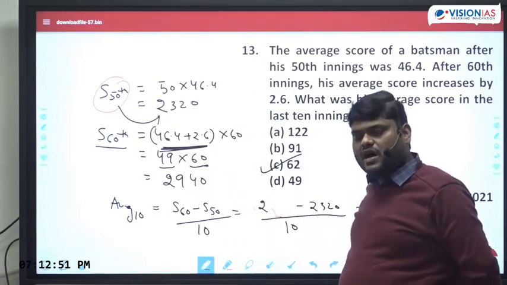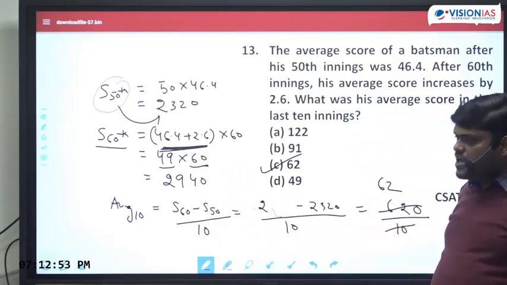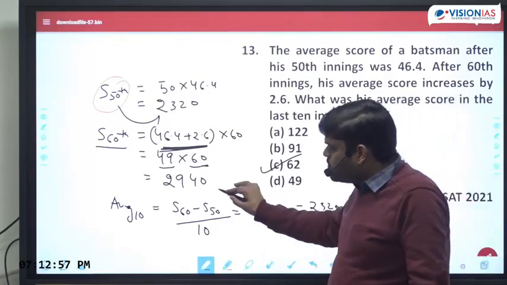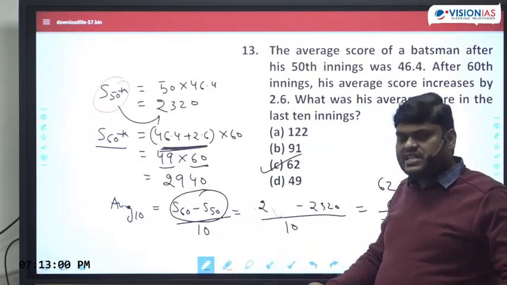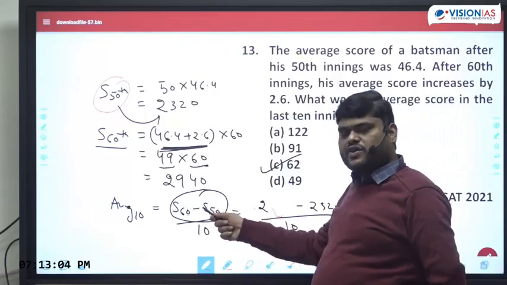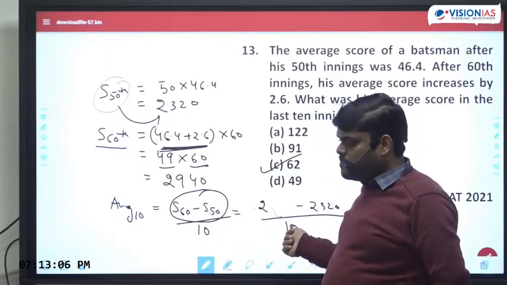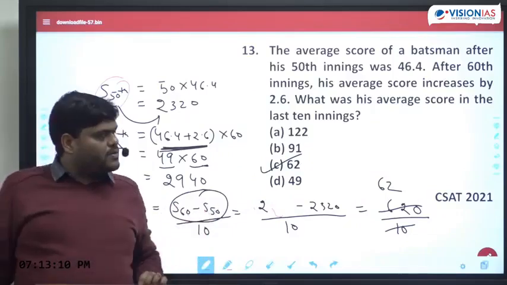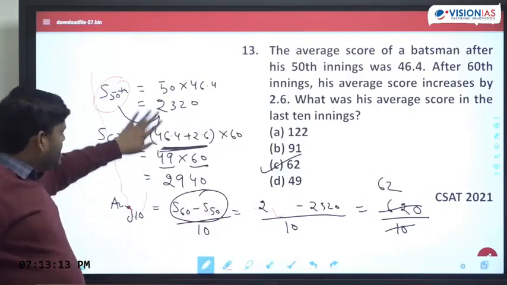That will give us the total after 60th inning. Now we have to find out the average in the last 10 innings. How can we find out? We have to first find out the sum in the last 10 innings. So we just take the difference of the two, divide by 10, and we will get the answer. This is one way to solve the problem. What is the second way?